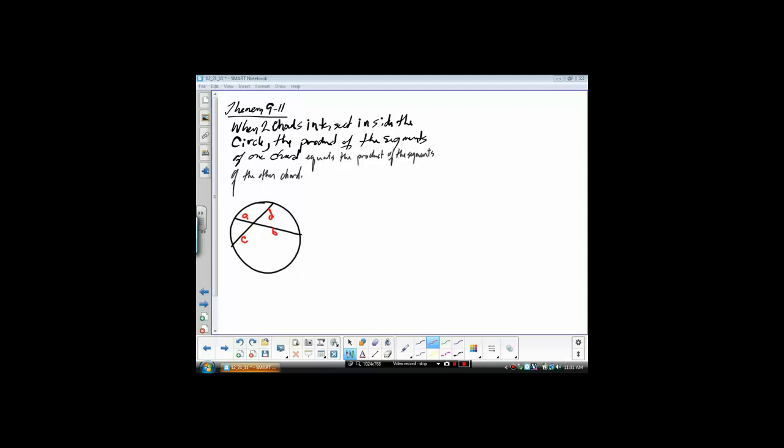And what we are going to be proving here, given the diagram, by the way, is that A times B will equal C times D.